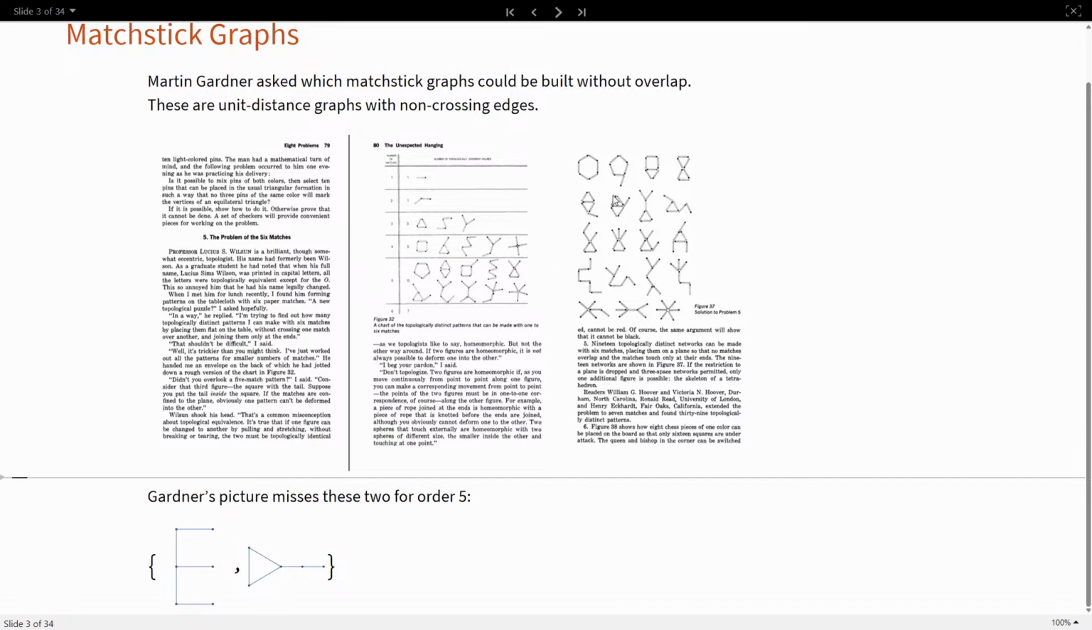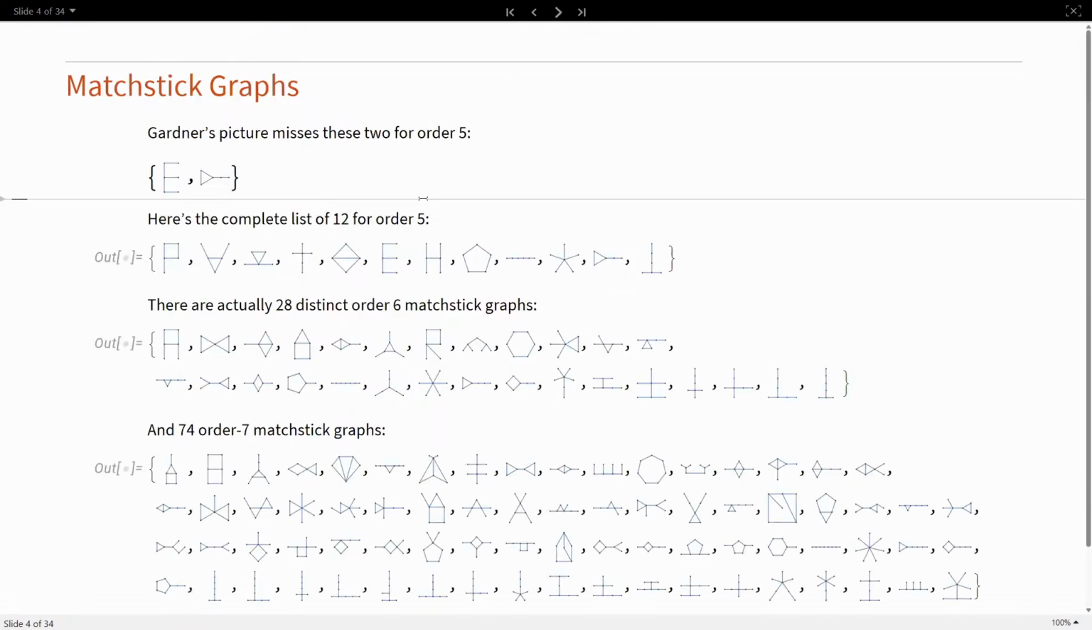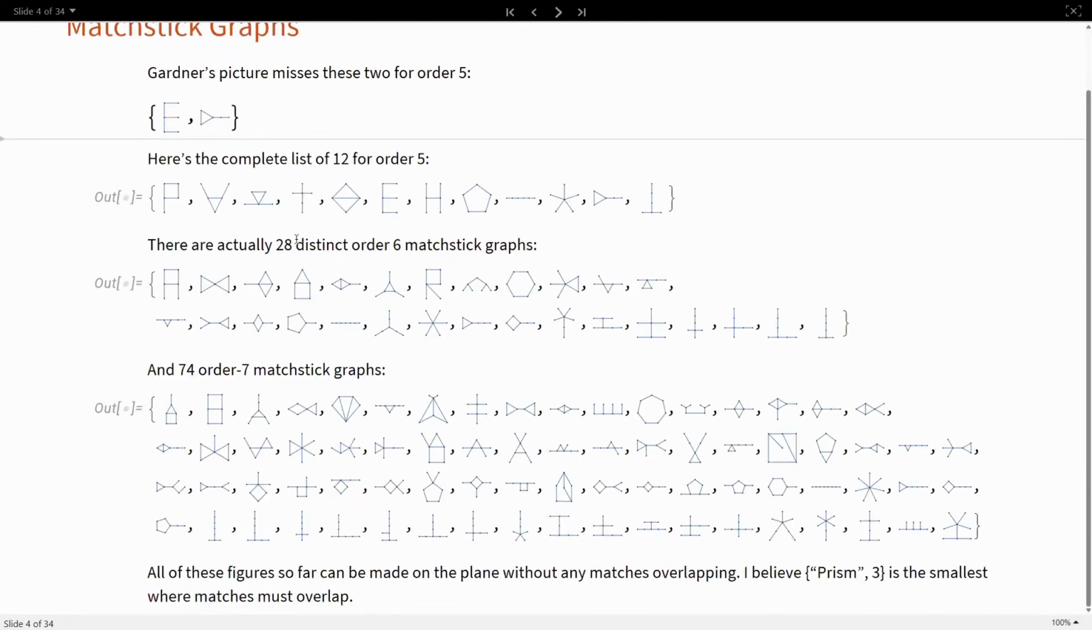And he goes on with a puzzle to ask for the number of matchstick graphs with six matches. There are actually 28 of them, as shown here, and 74 if we go to order 7. And all of these are in GraphData.